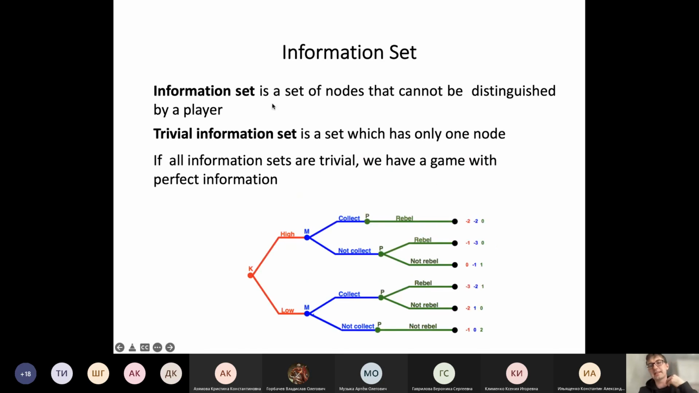So an information set is a set of nodes that cannot be distinguished by a player, and a trivial information set is a set which has only one node. We are familiar with trivial information sets since the last lecture, but we haven't called them this way. It's like this joke about a person who finds out in his late years that he had been speaking prose all his life. So it's a similar case.